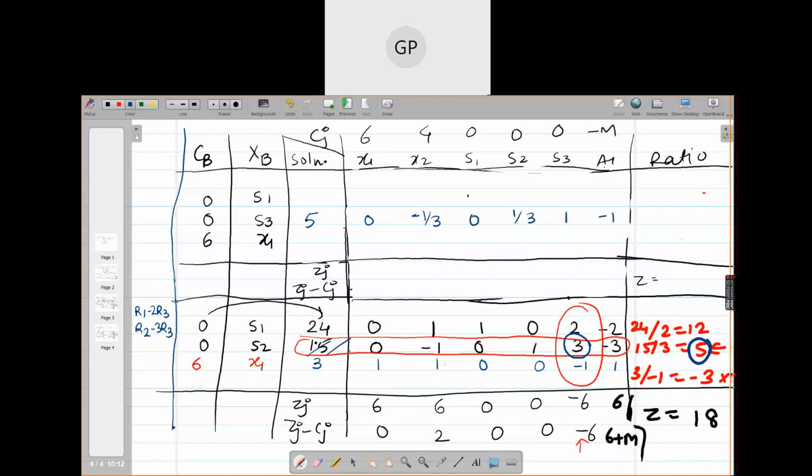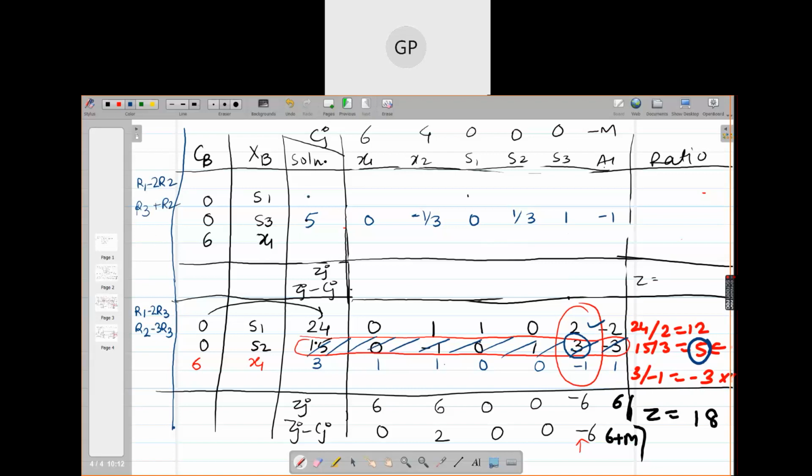Okay, now forget about this old row. Now we want to see the elements which are above this 3 and below. And accordingly we have to choose the operation. So what operation will it be now? We have to convert this 2 to 0. So what should be the operation? R1 minus 2R2. And what about R3? R3 plus R2. Minus 1 plus 1 is 0.